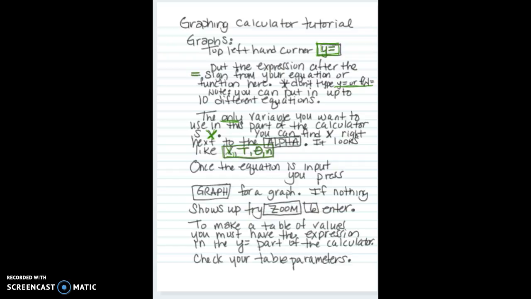Once the equation is input, you press the button that says graph, and the button that says graph is in the top right-hand corner of your calculator, and that will give you a graph. If nothing shows up, try the button that says zoom, and then the number 6, and enter.